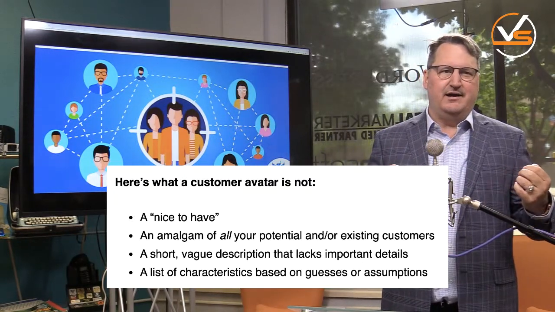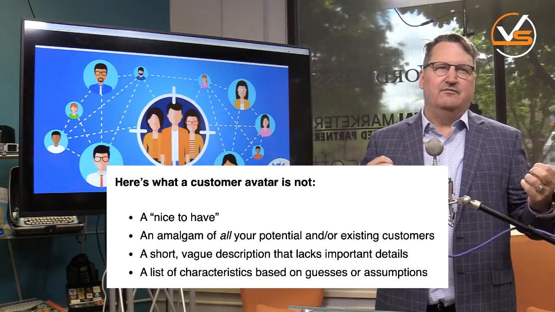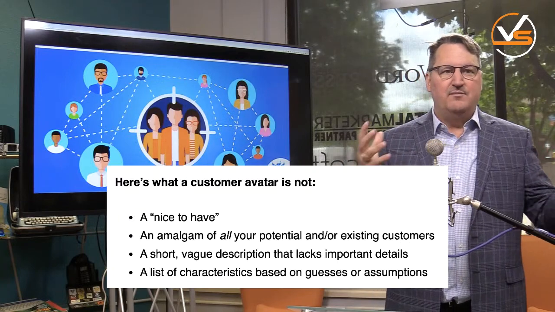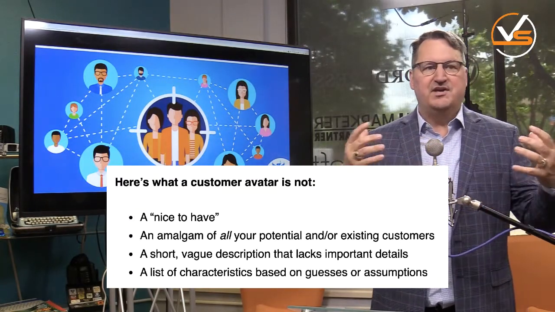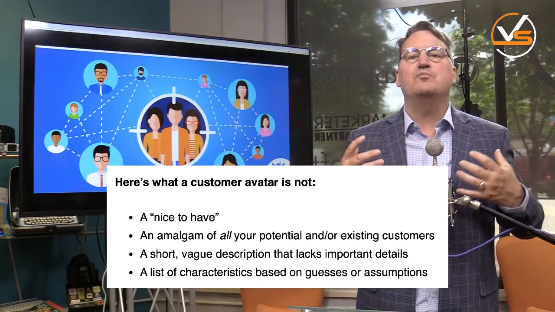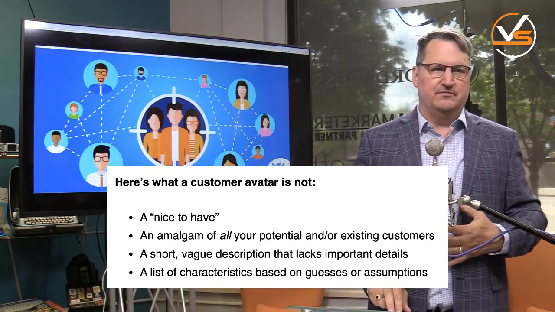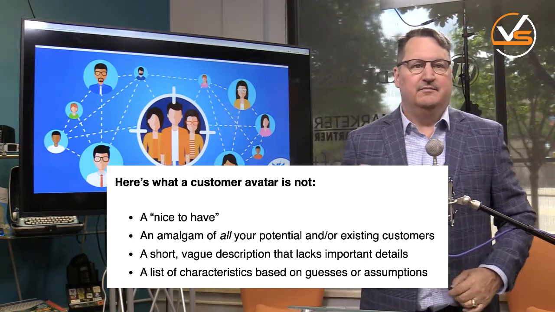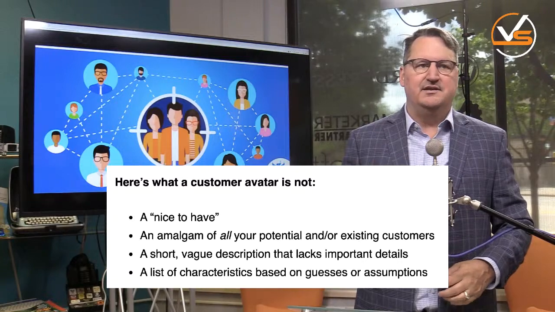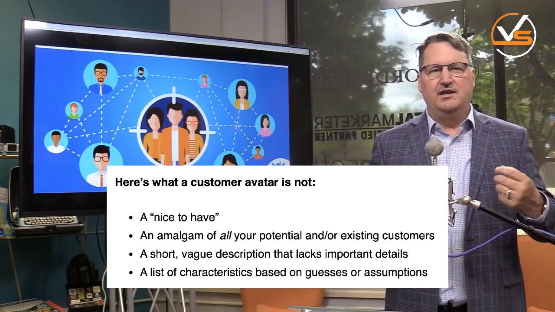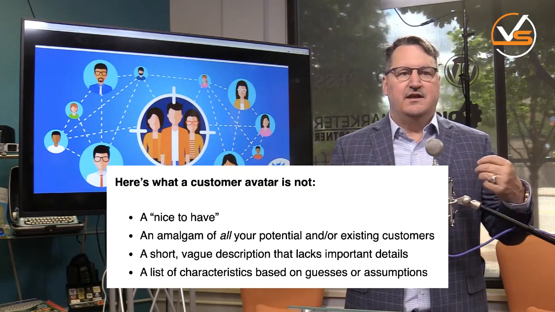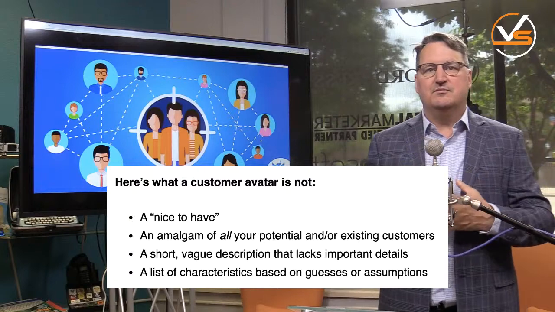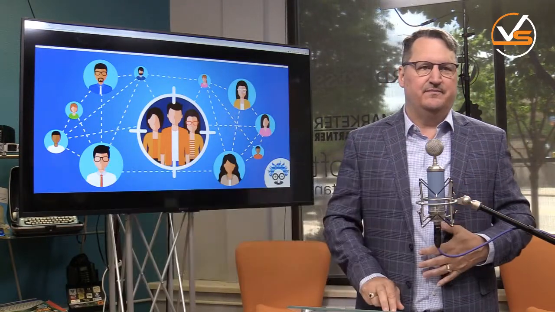It should be a fictional character of your best customer and not an amalgamation of potential or a large group of existing customers. It shouldn't be short. It shouldn't be vague. It needs to have solid details. It shouldn't be a list of characteristics that are just guesses or assumptions or hearsay. There should be some data to back the facts.